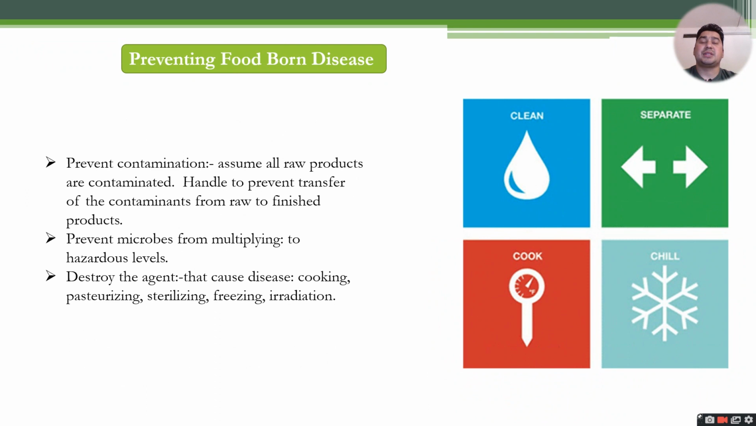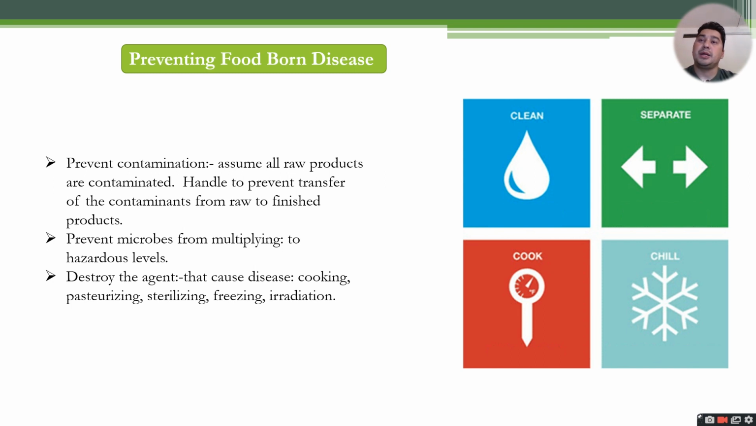Preventing foodborne disease. How can we prevent foodborne disease? Prevent contamination. Assume all raw products are contaminated. Whenever you are purchasing any raw food or any food from the market, you have to assume that all raw products are contaminated. You have to take it that way.